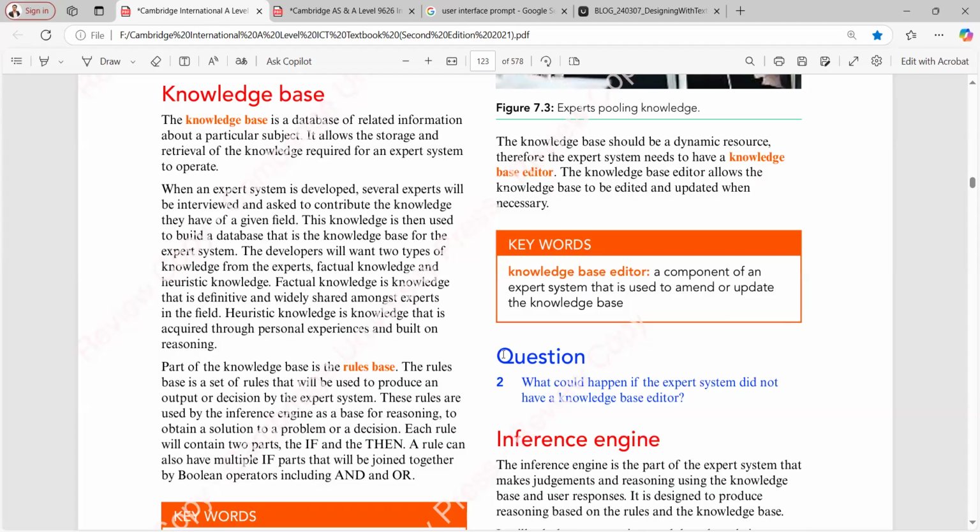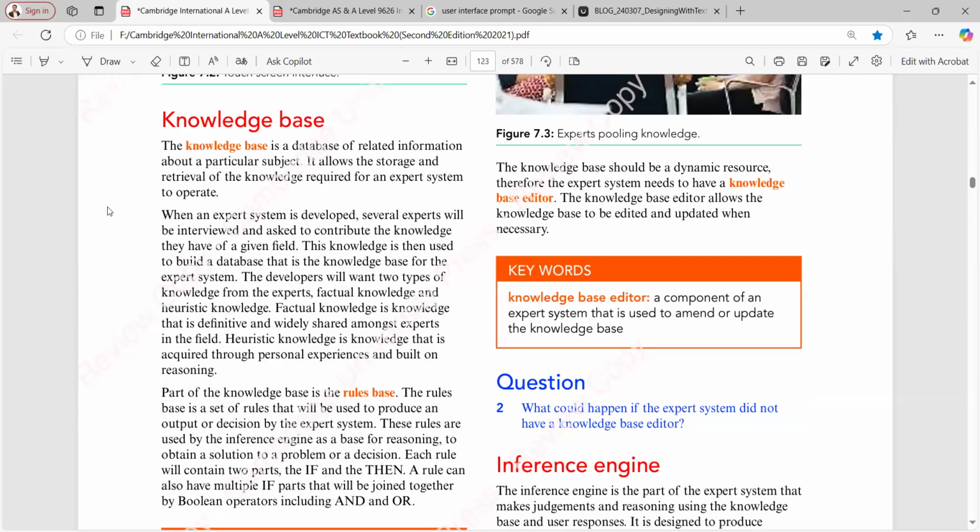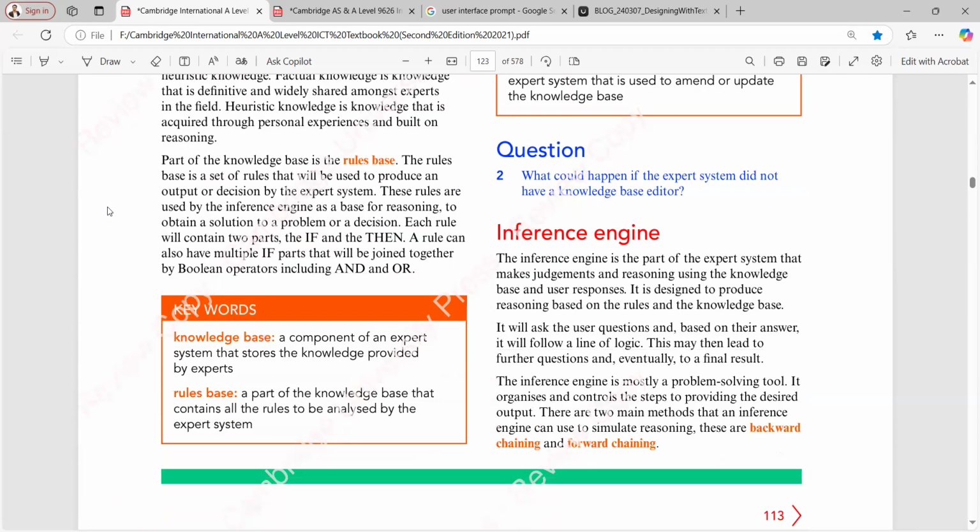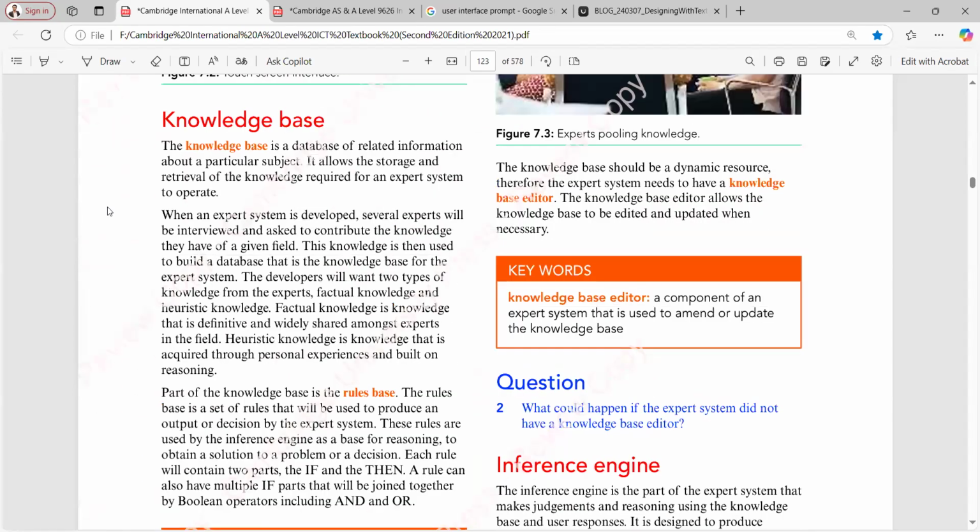So the rule base is basically a set of rules that will be used to produce an output or decision by the expert system. These rules are used by your inference engine. Inference engine, we are going to discuss that as a base of reasoning. Reasoning means to reason something, to obtain a solution to a problem. And then each rule will contain different parts like if, then. A rule can have multiple if parts if they are joined together. So to summarize, a knowledge base is a component of an expert system that stores the knowledge provided by experts, and the rule base is a part of the knowledge base that contains all the rules to be analysed by the expert system.